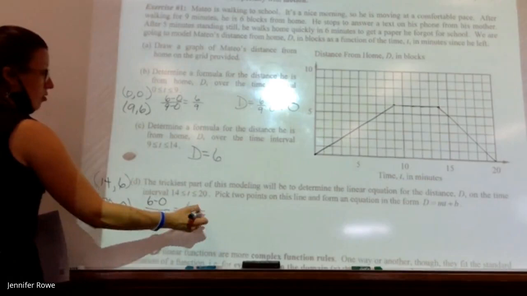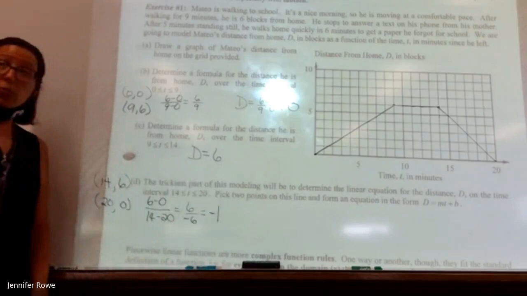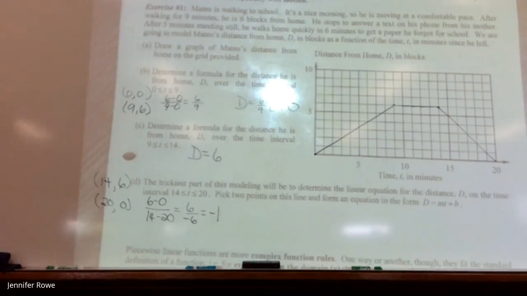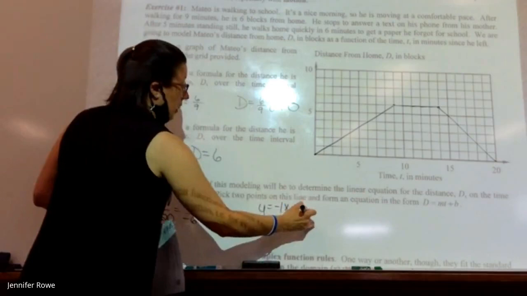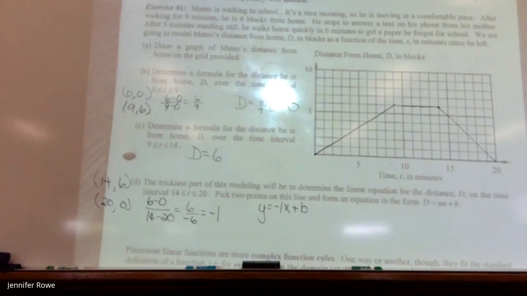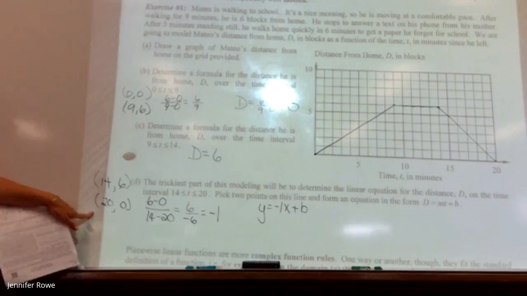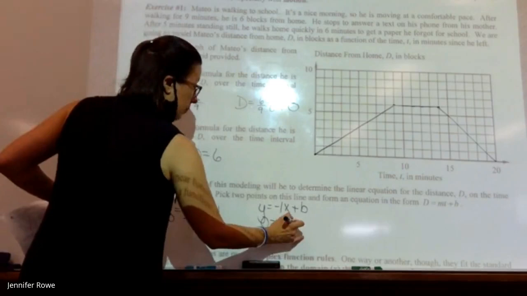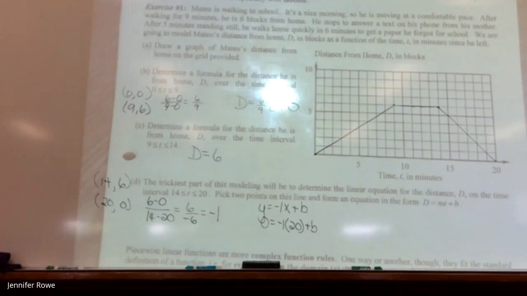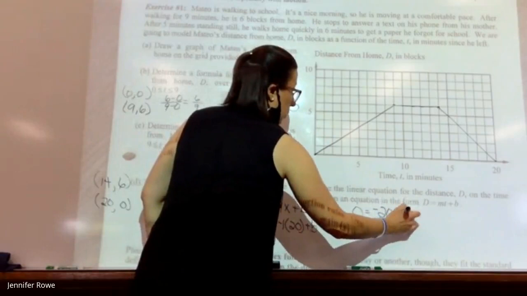Negative 1. I'm going to stick with y equals mx plus b until the very end. Then I'll switch it back to the letters they want. So y equals negative 1 x plus b. Do you remember how we find that b? You plug in one of the two points they've given you. Do I care which one? Nope. Zero. Make sure the zero goes in for the y. So zero equals negative 1 times 20 plus b. Negative 1 times 20 is negative 20. So zero equals negative 20 plus b. So b is 20.